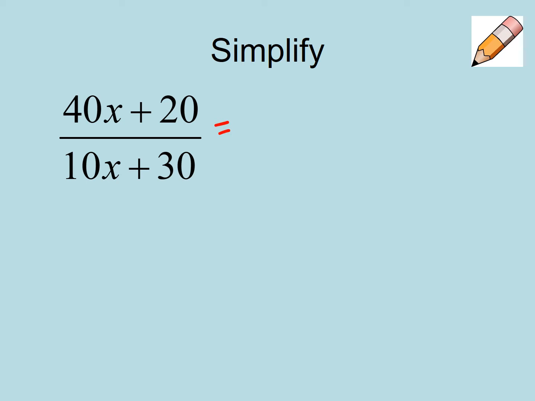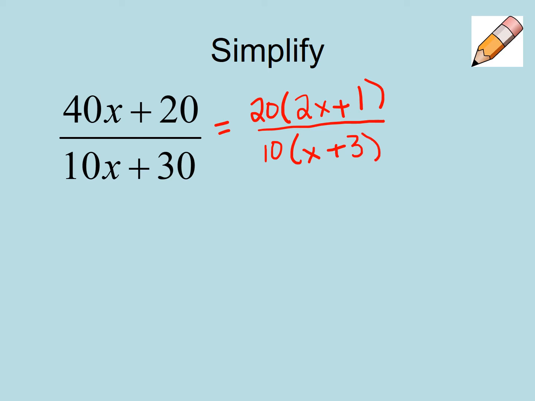So 20 and 40 have 20 in common. They don't have any variables in common because 40x has an x and 20 doesn't. So if we divide out a 20 of that top, 40 divided by 20 is 2x, plus 20 divided by 20 is 1. The GCF of the denominator, so 10x and 30, have a common factor of 10. So if we take out a 10, we're left with x plus 3.